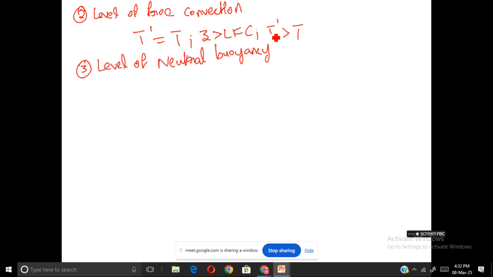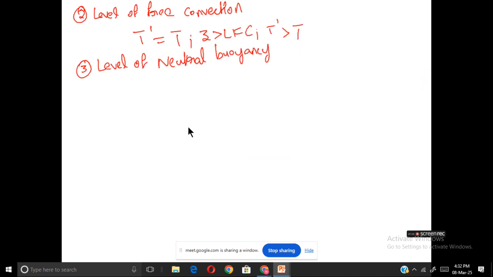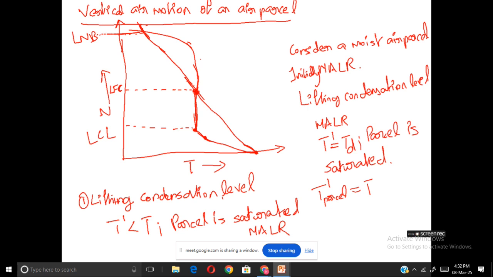Till LFC, the air parcel has a temperature less than the actual temperature. So T dash is less than T till LFC. In that case, some external energy is required to lift the air parcel to that particular level because its temperature is lower. So due to some external force, the parcel is lifted. At that point the parcel is less buoyant, so we have to give it some external energy for the parcel to move up.